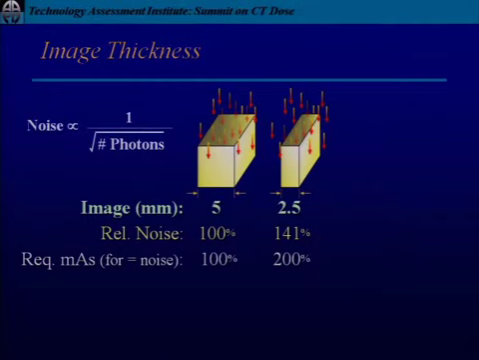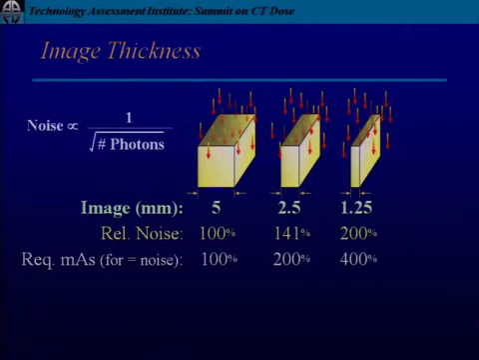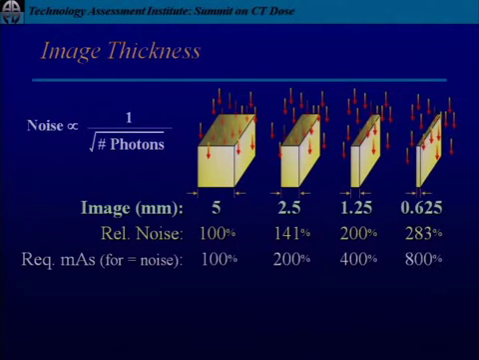And if we wanted to match the noise of the 2.5s to that of the 5s, we would have to increase our mass, increase our dose by 200%. Okay? As we go to thinner slices, 1.25s, now our noise is up 200%. If we wanted to match the noise of the 5s, we would need to increase it 400%. And finally, as we get to the thinnest slices, our noise is up 283%. If we wanted to match the noise of the 5s, we would have to increase our dose 800%.